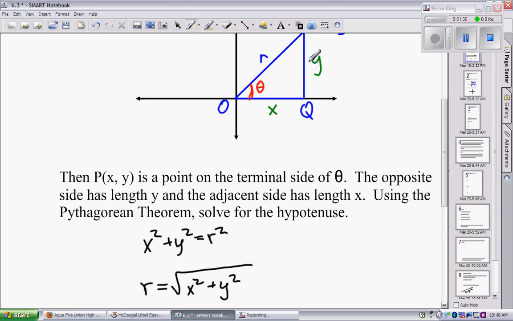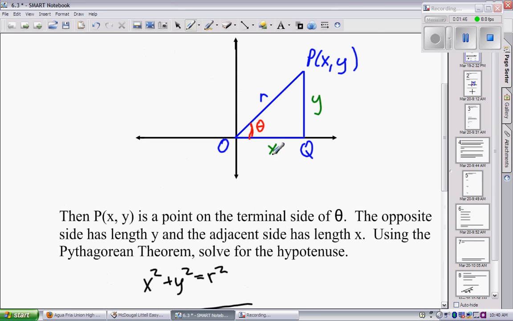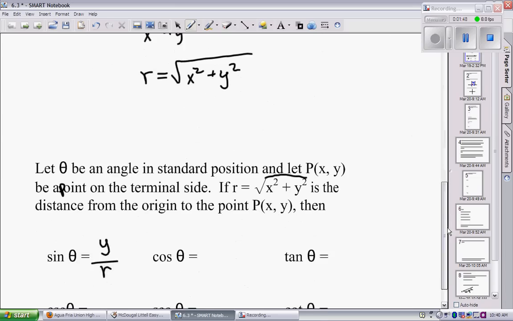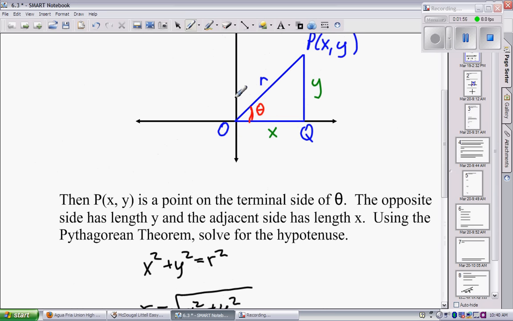Sine is opposite over hypotenuse, so y over r. Cosine is adjacent over hypotenuse. Adjacent is x, so x over r. The tangent of theta is opposite over adjacent, y over x.